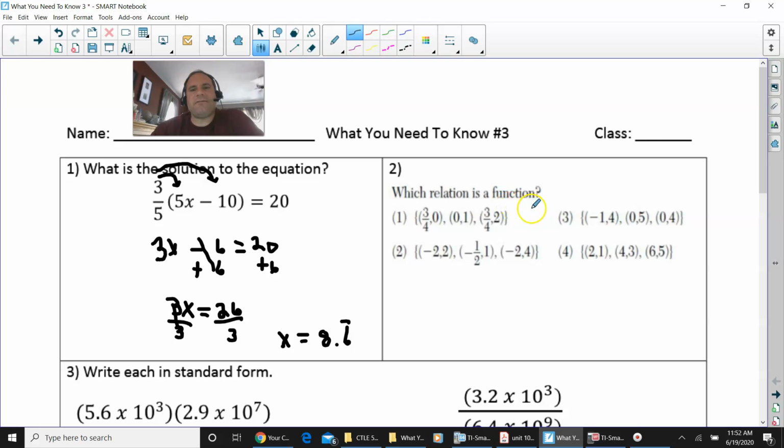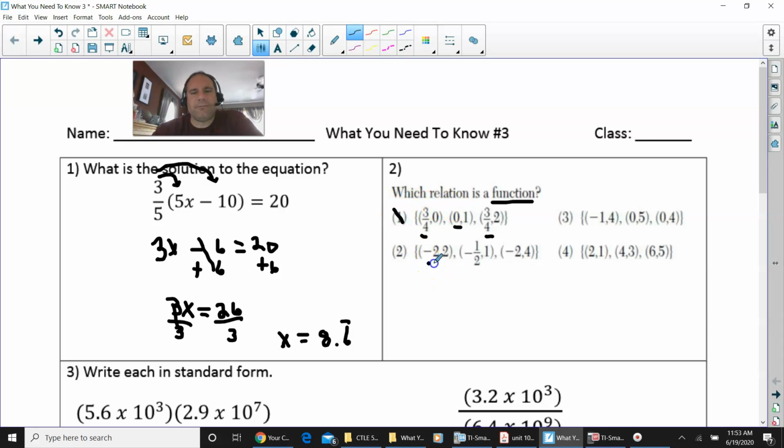So they're asking for which relation is a function. So we have 3/4 here. We're looking at the x's, then 0, and then 3/4. You notice that 3/4 goes to 0, and also 3/4 goes to 2. That means the same x has 2 different y values. That is not a function.